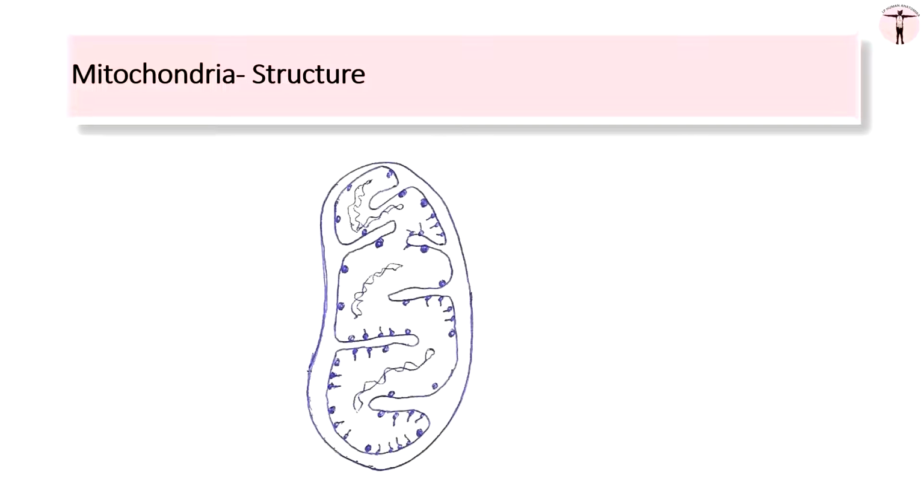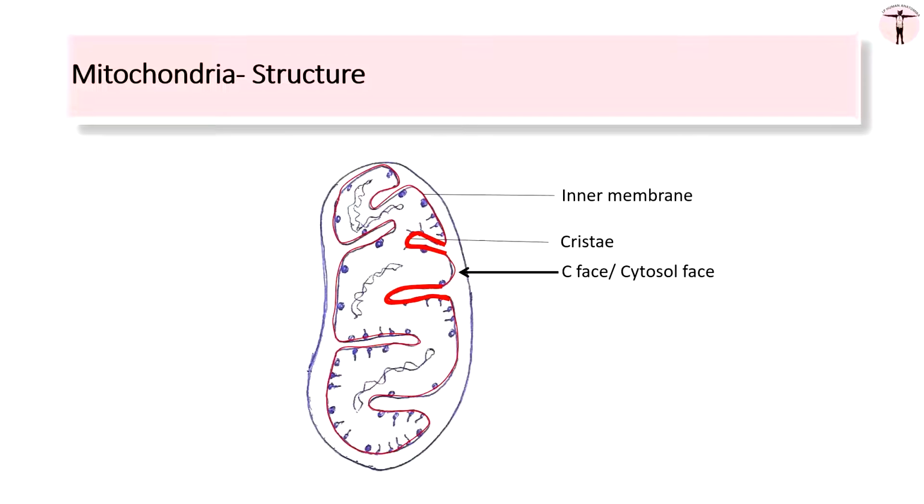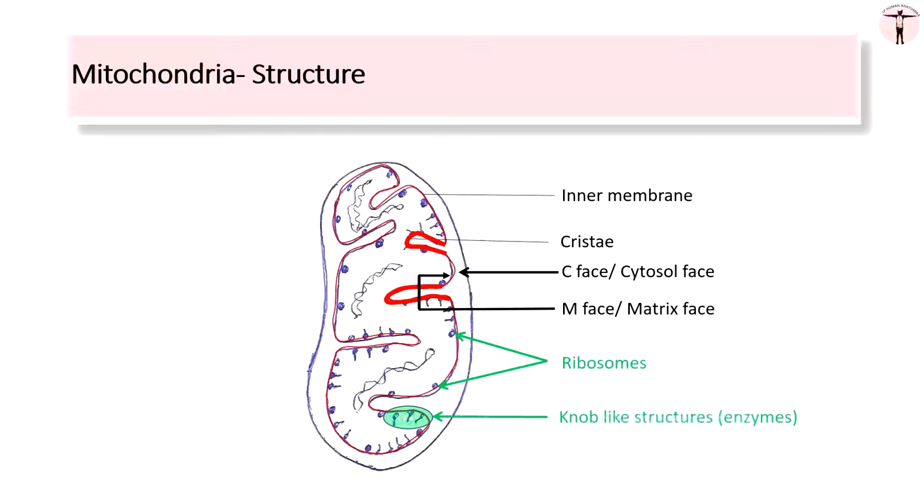The inner membrane is folded or projected inwards to form incomplete partitions known as cristae or cristae mitochondrialis. The membrane shows two faces. The outer face directed towards the outer membrane is called the C phase or cytosol phase, and the inner face is called the M phase or matrix phase. On this M phase, a number of ribosomes and special enzymes for phosphorylation of ADP to ATP, in the form of knob-like structures, are impregnated.